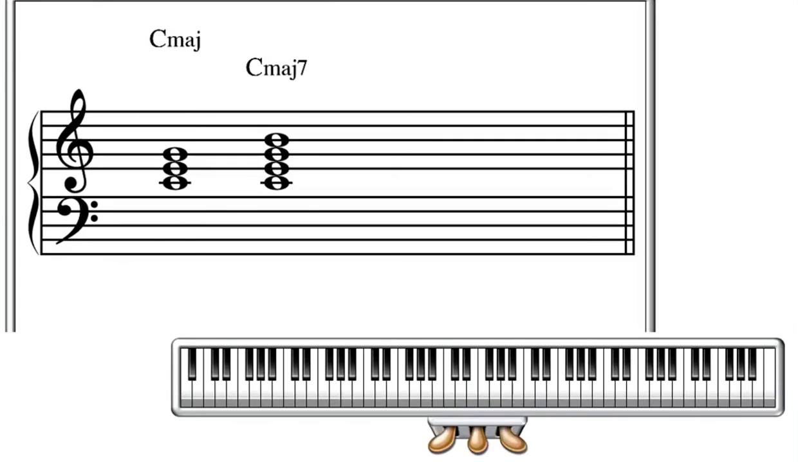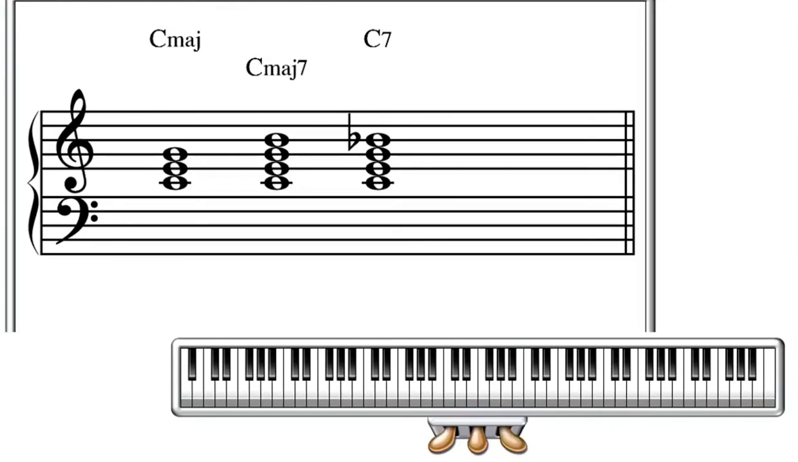Now, having built the major 7ths, you can then convert that into this chord by dropping the top note 1 semitone. So B becomes B flat, and we get this chord, C7. Its full name is C dominant 7, but it should usually just be referred to as C7.